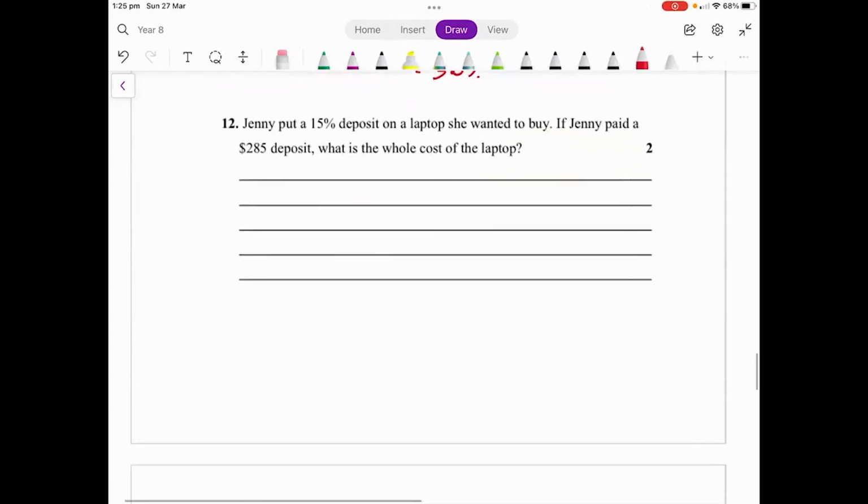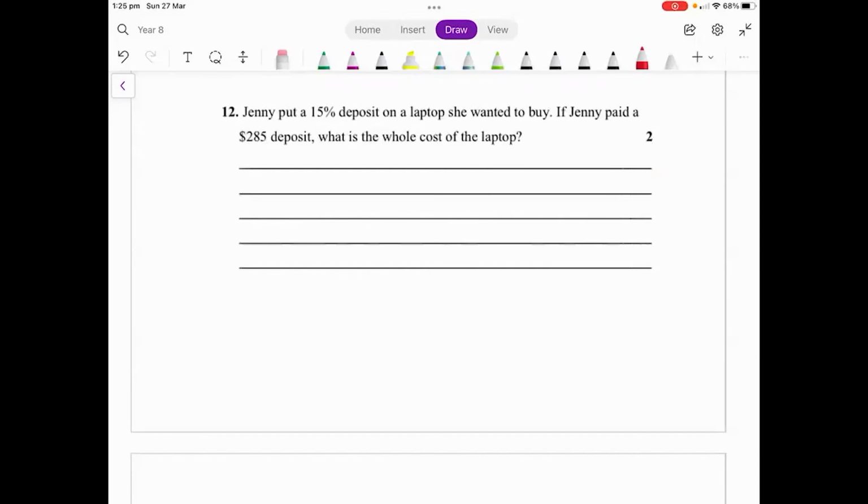Question 12 says that Jenny put 15% deposit on a laptop. If that amount was $285, what is the whole cost of the laptop? That means that 15% is $285. So we write that first. 15% equals 285. And then the question says, what is the whole cost? So it's asking for 100%. That means that we use the unitary method. So we divide by 15 first to find 1%, and we multiply by 100 to find 100%.